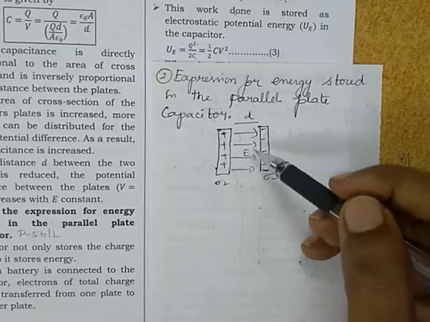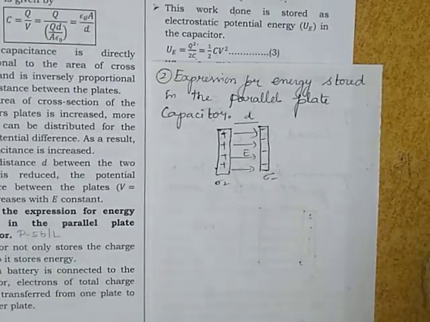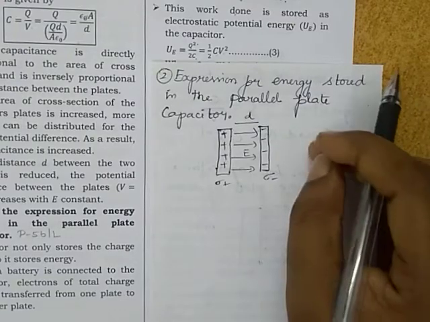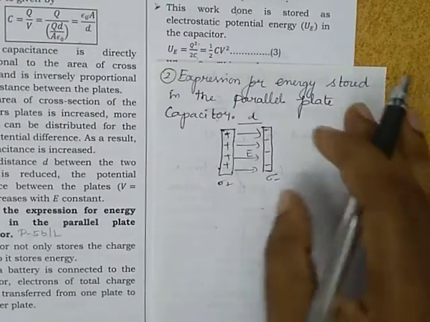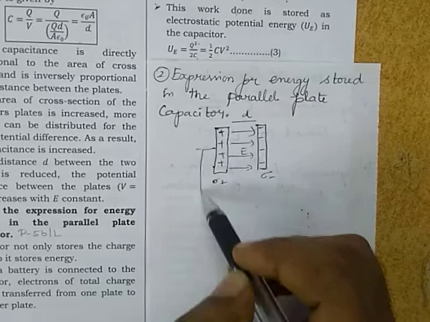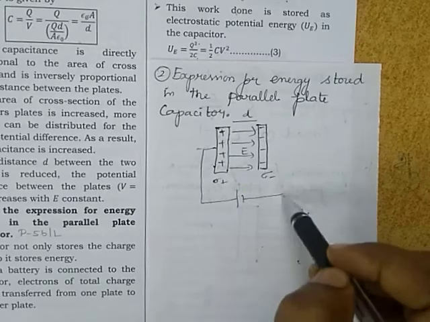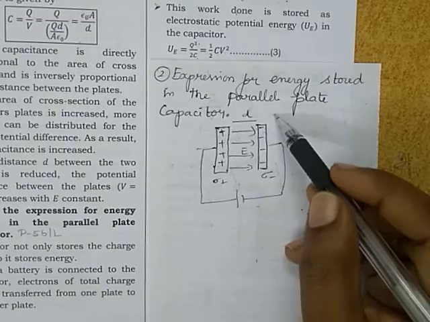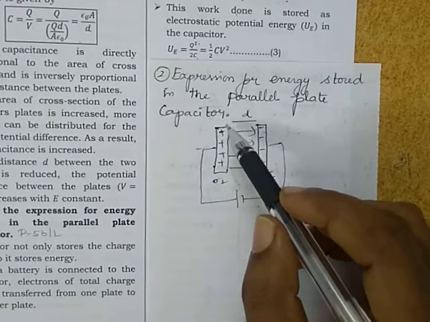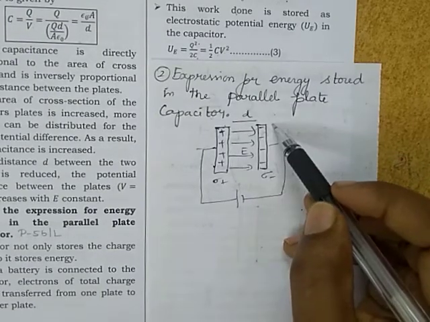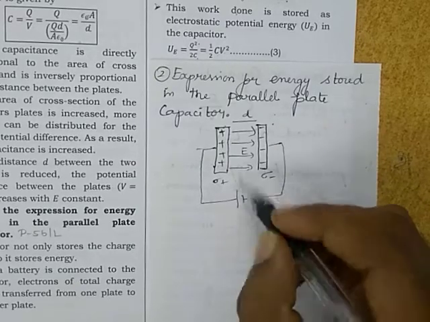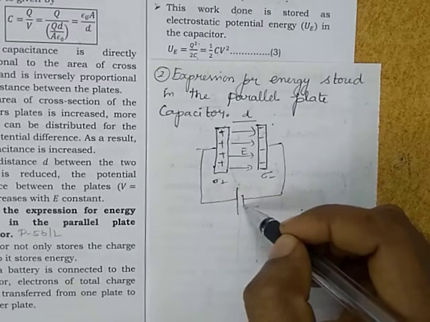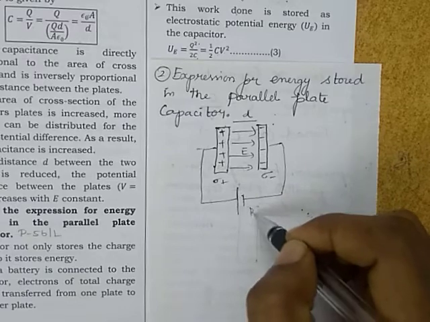Here the capacitor not only stores the charge, it also stores energy. That energy is known as electrostatic potential energy. Suppose this capacitor is connected with a battery like this, then it will transfer the charge minus q from this plate to this plate. So it does some work by getting some energy from the battery.